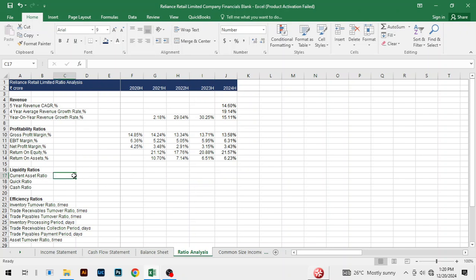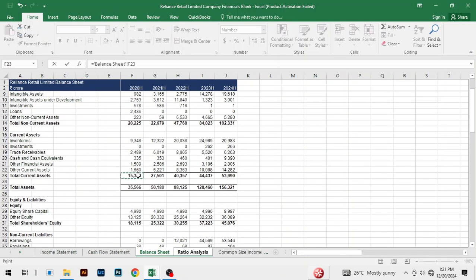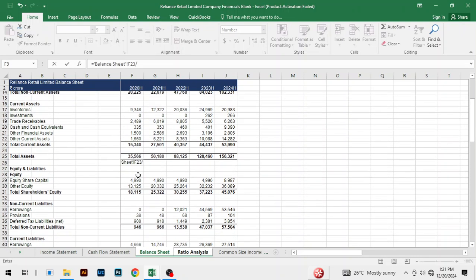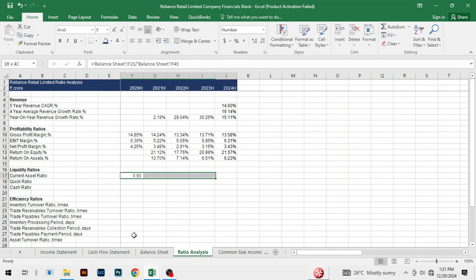Now let's look at the current asset ratio here. This is a balance sheet ratio, right? So we compute the current asset ratio, the quick ratio, the cash ratio to gauge if the firm is in a better position to meet its current liabilities, right? So here we go to the balance sheet. Under current assets, we take the total current asset figure, we divide it by the total current liabilities figure here. So here we copy that to the right.